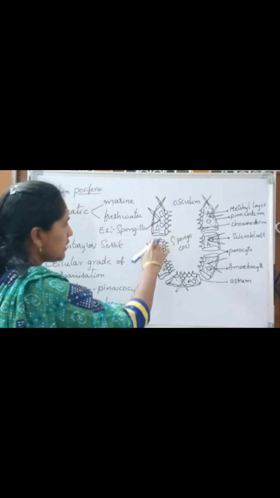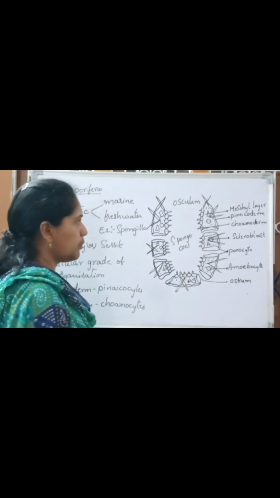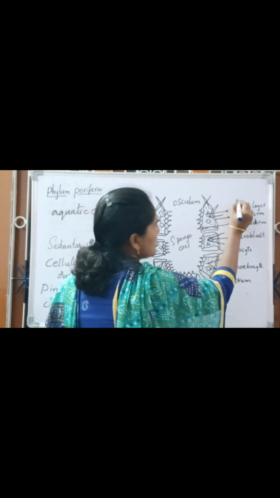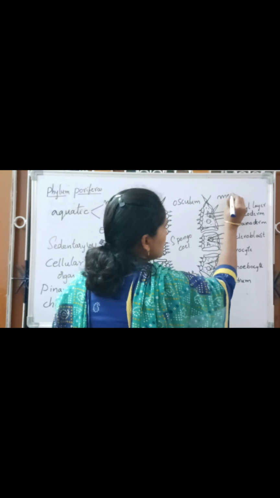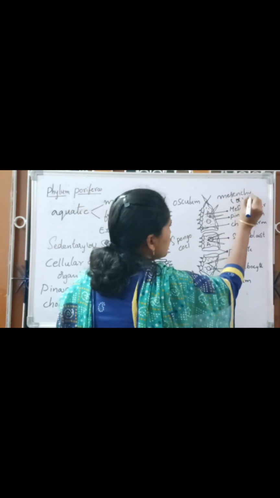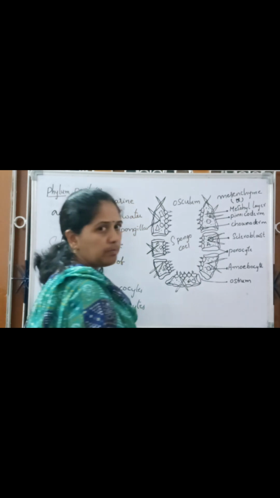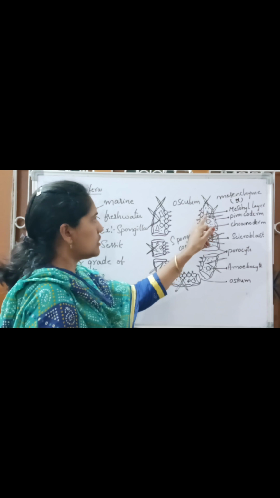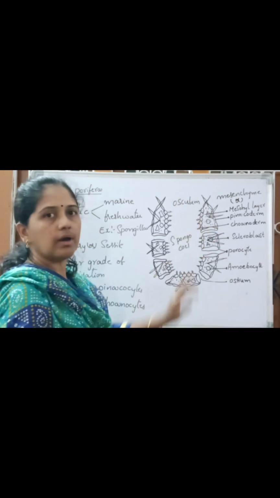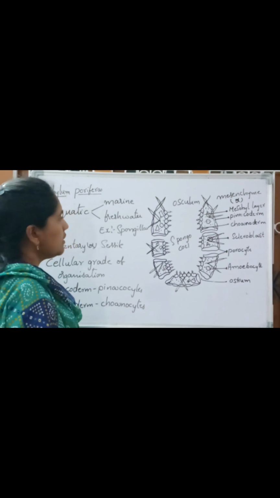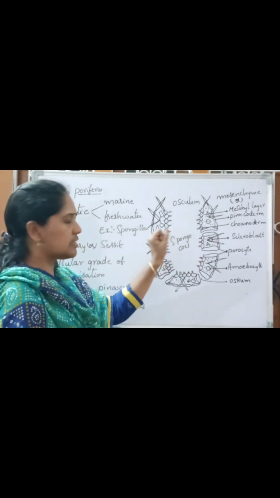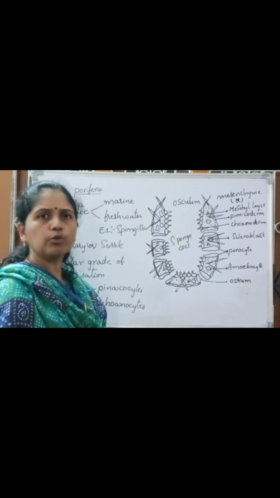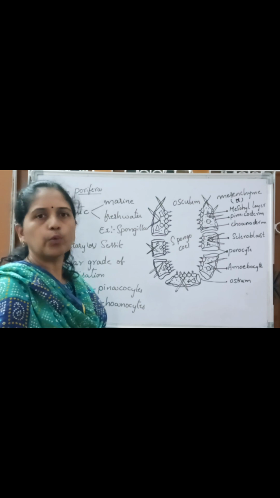Between these there is a non-cellular part, known as mesohyle, or also called mesenchyme, where different types of spicules and amoebocyte cells are present. The amoebocyte cells act as totipotent cells. Totipotent cell means a cell that has the capability to produce any type of cell.